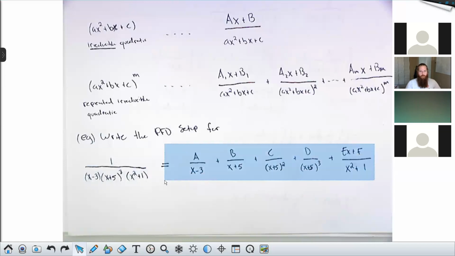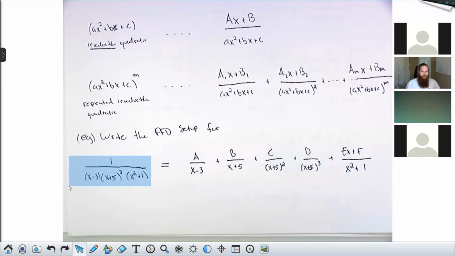Notice that none of these are hard to integrate on their own. Natural log, power rule. This one I would split up as Ex over x squared plus 1. That's going to be another natural log. It'll require u sub. And then F over x squared plus 1. That's going to be an inverse tangent. So none of this stuff is hard to integrate. It's all relatively easy. And that's how you integrate wonky stuff like this.